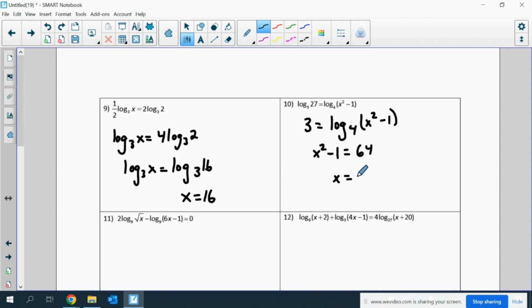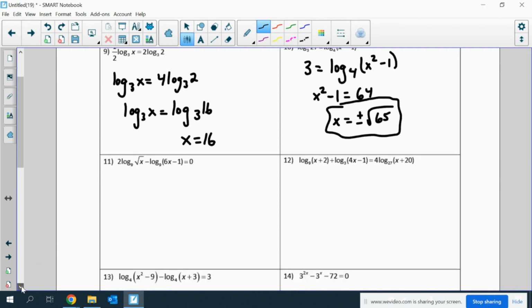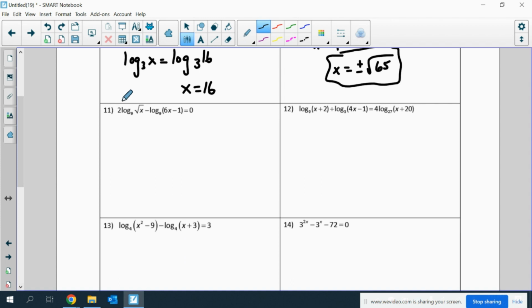So I add 1 and take the square root. X equals plus or minus the square root of 65. And in either case, both work, because even if I plug in negative square root of 65, I don't get a negative number on the inside because it gets squared. Number 11, I'm going to rewrite this 2 as an exponent. So the square root of x squared gives me x.